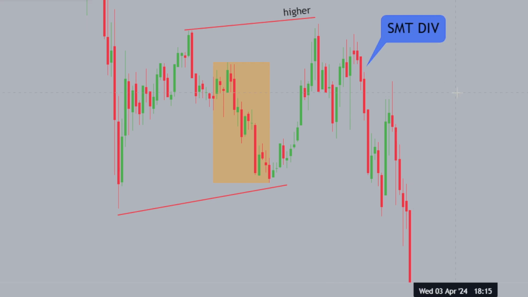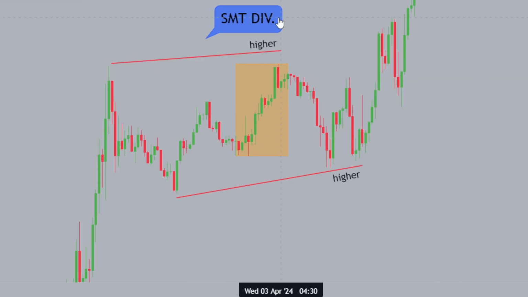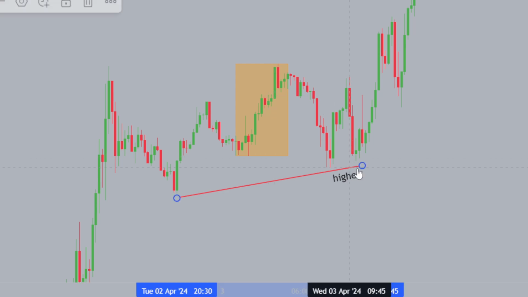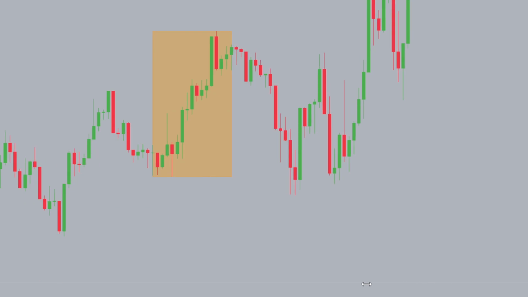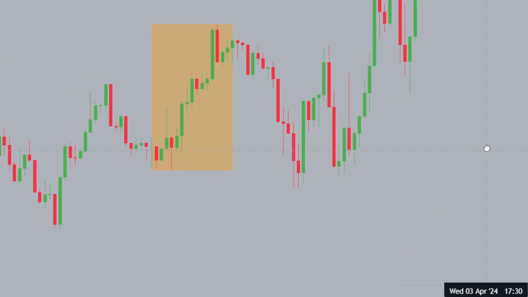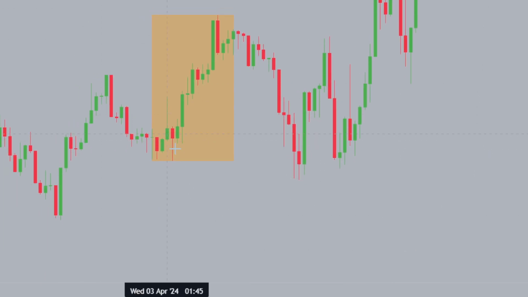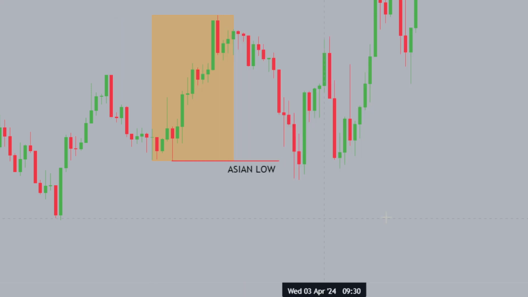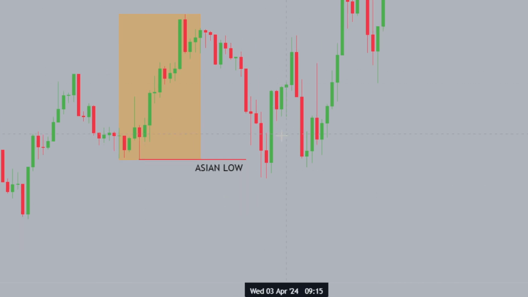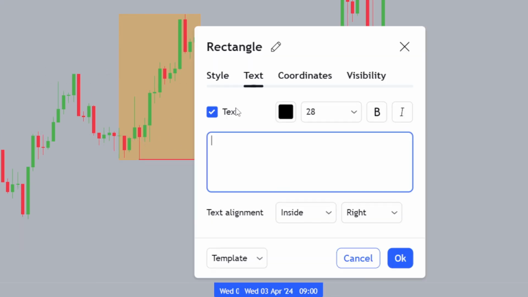So from here, once we've identified the SMT divergence, everything goes back to the regular concepts I've gone through many times of accumulation, manipulation, and distribution. What we're going to have over here is a bullish day, of course, because we have bullish order flow over here. We have the Asian low over here that's been swept. If I label this Asian low, this Asian low has been swept. So we've seen a sweep of sell side liquidity.